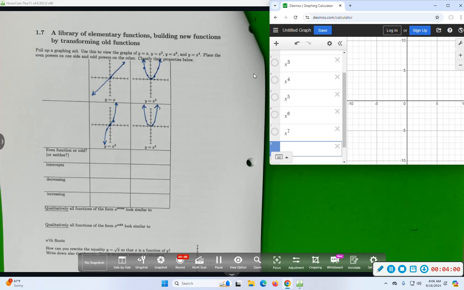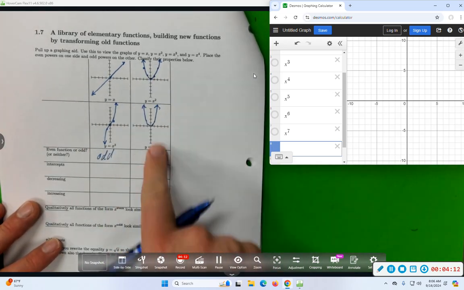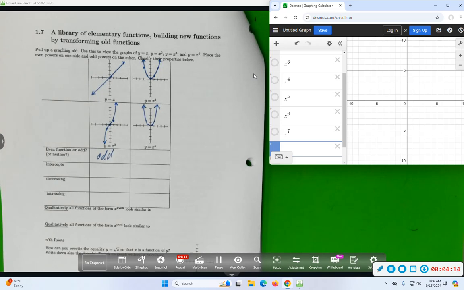Yeah, and that makes sense, right? If you take a negative and do it an odd number of times, you can cancel a bunch and you're left with one negative sign. Yeah, that should be odd. What about the even power functions? Even or odd? Even. They're symmetric over the y-axis.